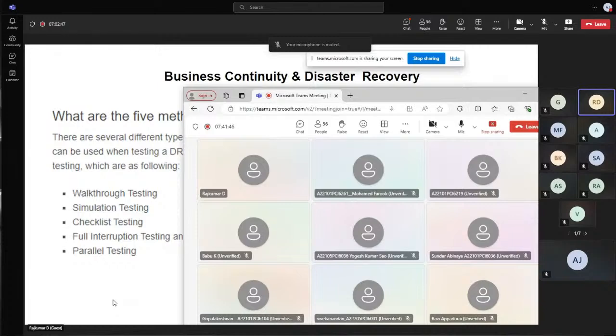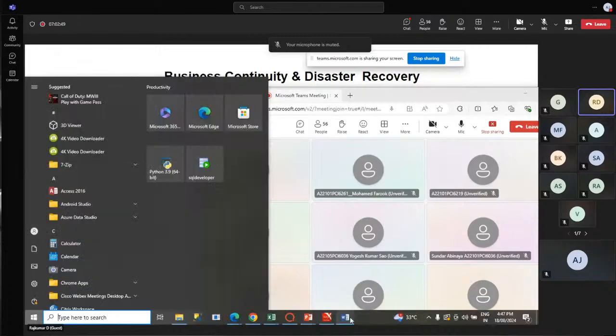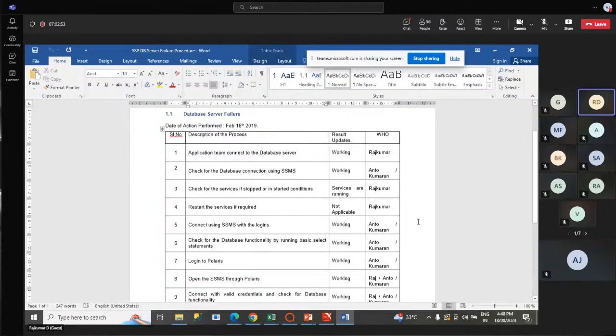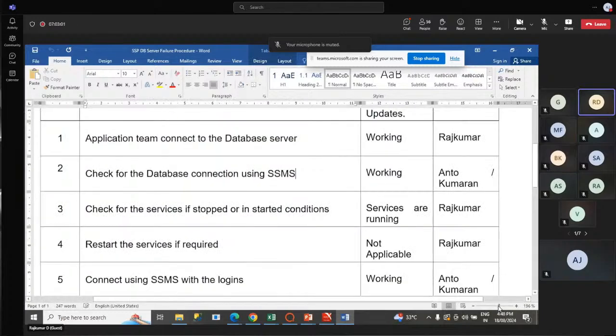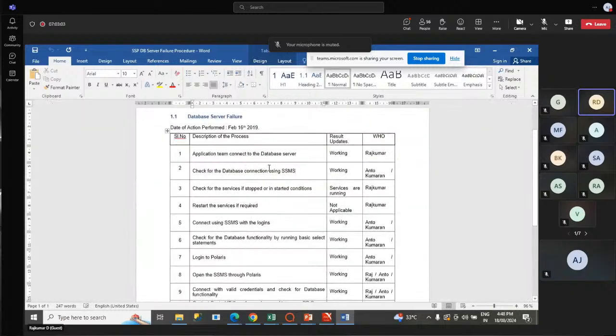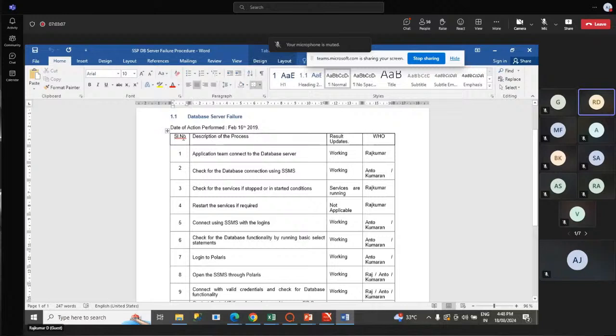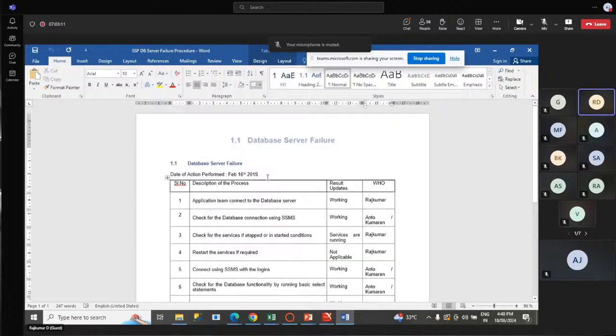Okay, so let me share this again. Take a look at this. Are you able to see my other screen? A Word file? Yes, sir. Okay, this is just a simple checklist. Your checklist may have more, my checklist may have less, depending on the people who are involved. Serial number, description of the process, result, status, and who is doing this.